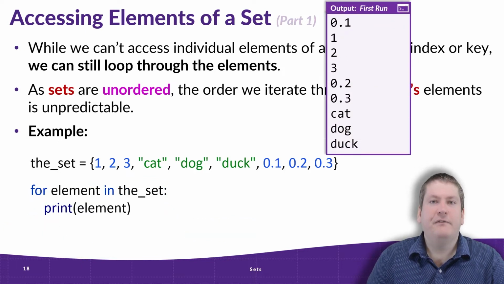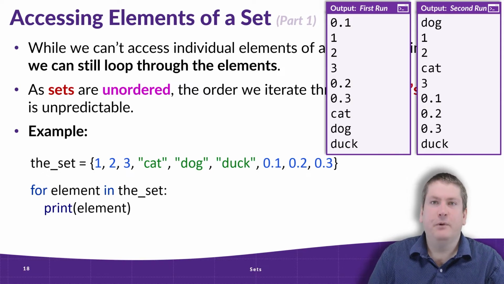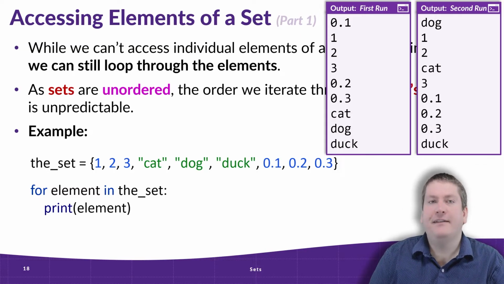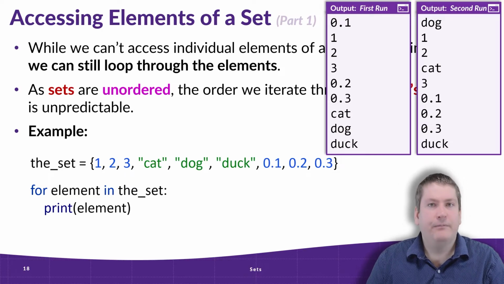So if we give this a run the first time, we might get the elements in this order: 0.1, 1, 2, 3, 0.2, 0.3, and then the animals. But if we run it a second time, we could get a completely different result. In this case, dog was first, then 1, 2, then cat, and so on. And this can be different each time you actually run the program. So while we can access the elements, we don't necessarily know which one we're getting and in which order.